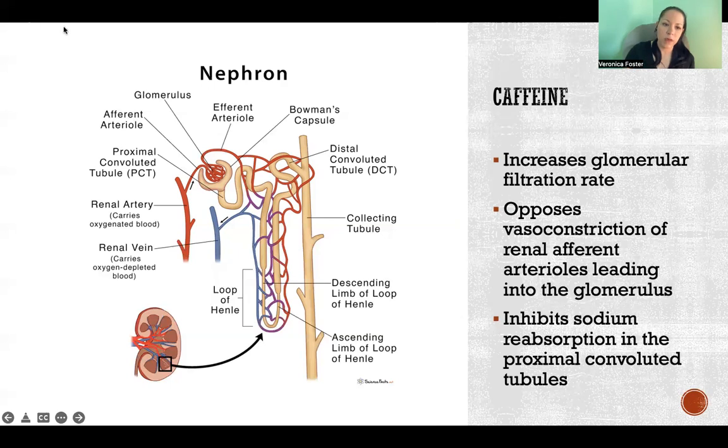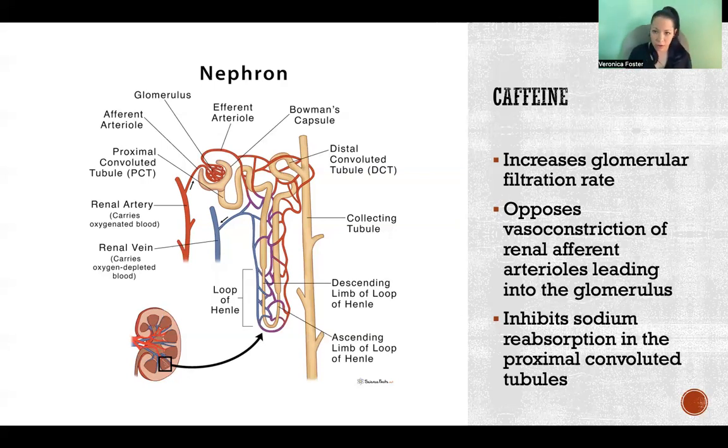It opposes the ability of that vessel to manage the pressure that's coming through. So it opposes the vasoconstriction. It allows it to just be dilated so that a large quantity of blood comes through, and that increases the rate at which that filtrate is formed. So it's increasing GFR. Higher GFR means more filtrate is coming through at a faster rate, which means that there's less time to have that reabsorption of all the water and solutes and things that we want to reabsorb.